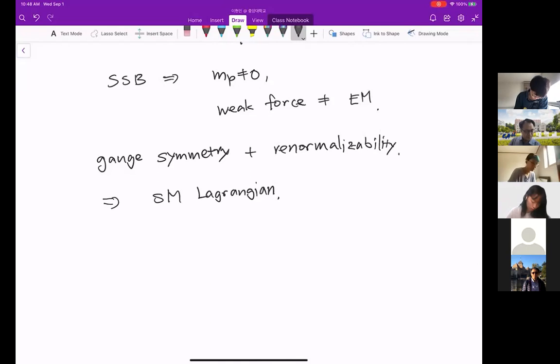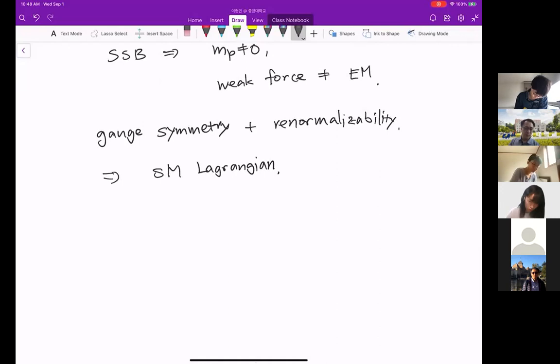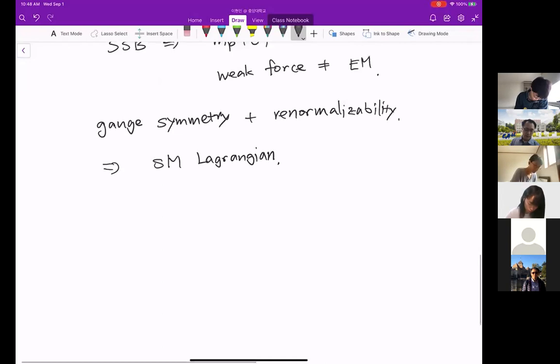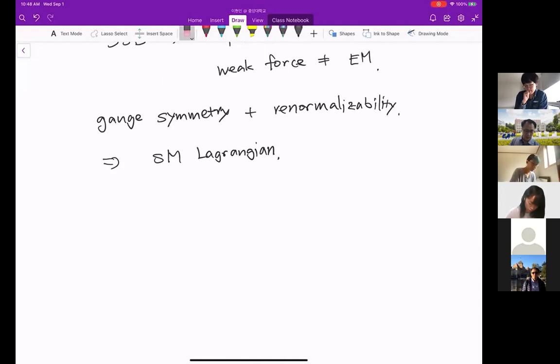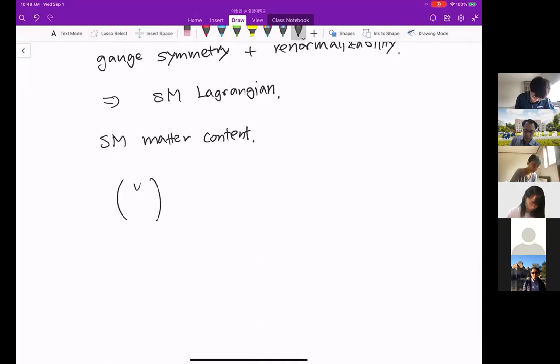So before going to the details, just let me remind you of the particle content, the standard model, and the basic structure. So we have the standard model content, the matter content. We are all familiar with that from lectures on basic particle physics, but let me repeat it again.